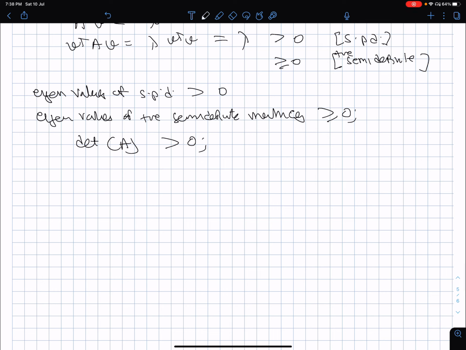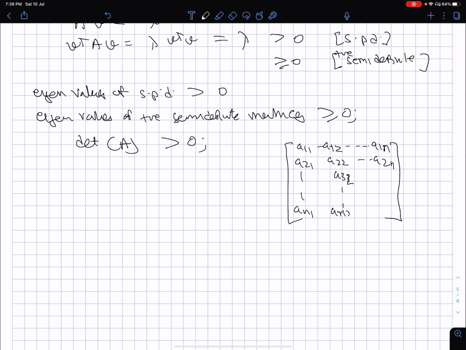In fact, I can actually say that if I have an n cross n matrix which is symmetric positive definite, with entries a11, a12 to a1n, a21, a22 to a2n, an1, an2 to ann. If I have a symmetric matrix like this, symmetric means of course this has to be equal to this and so on.